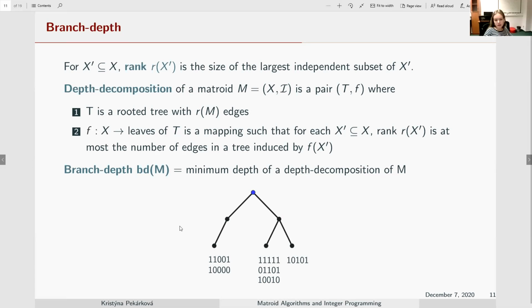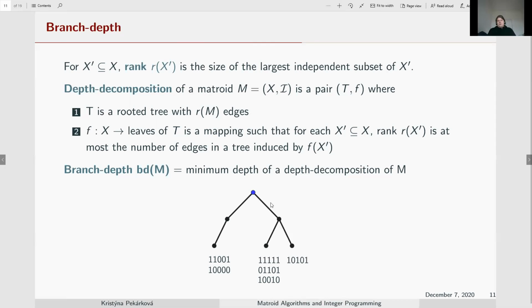And we require the condition that if we choose any subset of elements of the matroid and look at the tree that is induced by the f images of this subset, then the rank of the subset is at most the number of edges in the induced tree. This is better to see in the picture. For example, these are binary vectors. The rank of the subset of these three vectors is 2, and that satisfies the condition, because the number of edges in the induced tree is 2. Similarly, for this leaf on the right, its rank is just 1, and the number of edges in the tree induced by the f image of this is 2. So it satisfies that the rank is at most the number of edges of this tree.